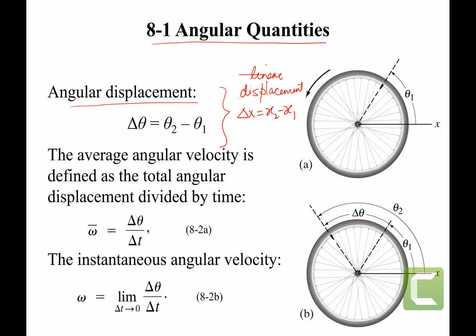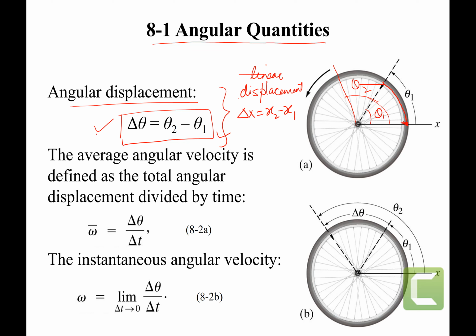Same way, if an object or a particle is traveling, a body is traveling from one point to another point, and the angle is theta 1, and then it moves to another position and the angle changes. So the displacement, the angular displacement, is the change in the angle, and is given by delta theta, which means theta 2 minus theta 1.